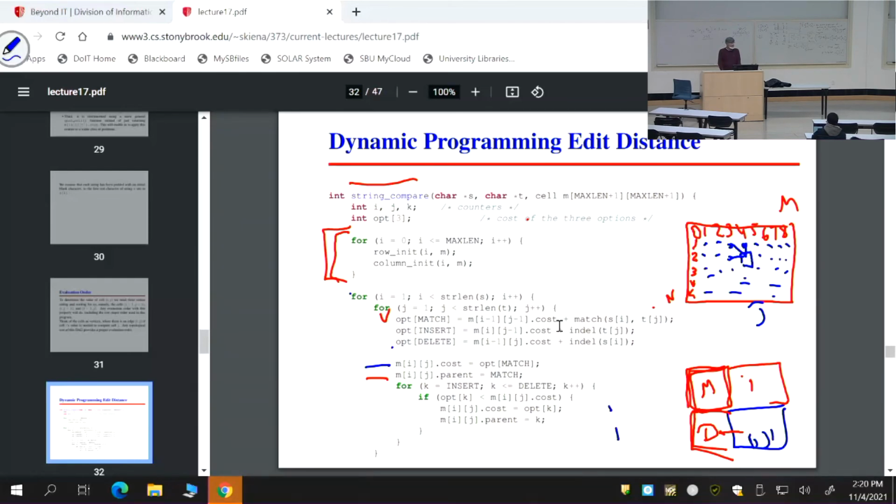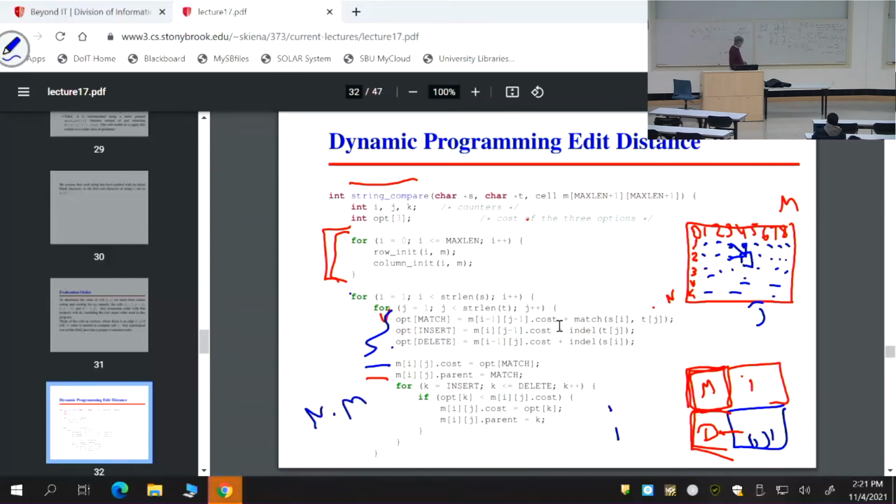What is the running time of this algorithm? Well, I ask myself how many cells, and how much time per cell do I take to fill it in? How many cells do I have? N times m cells, right? And how much time does it take to fill in each cell? Constant. I'm only looking at 3 other things, right? So this is why edit distance is an n times m algorithm.